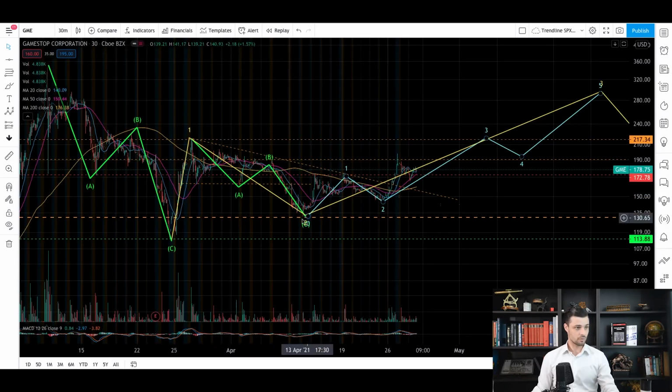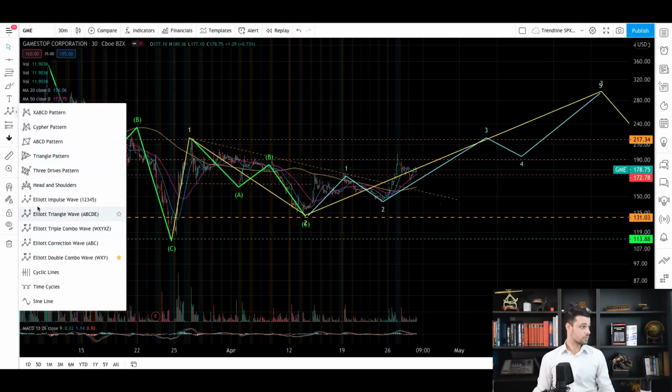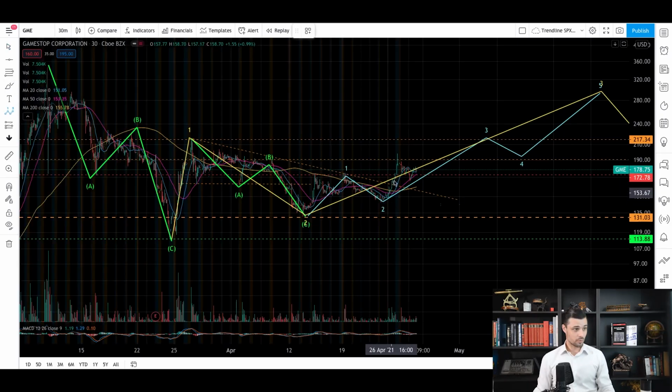We are doing here a 1-2, and we are in the third wave of this larger degree wave counting. And in the third wave, here we are doing the same thing as usual, guys. 1, 2, 3, 4, 5. First wave, second wave. It's going to be something like this, probably.